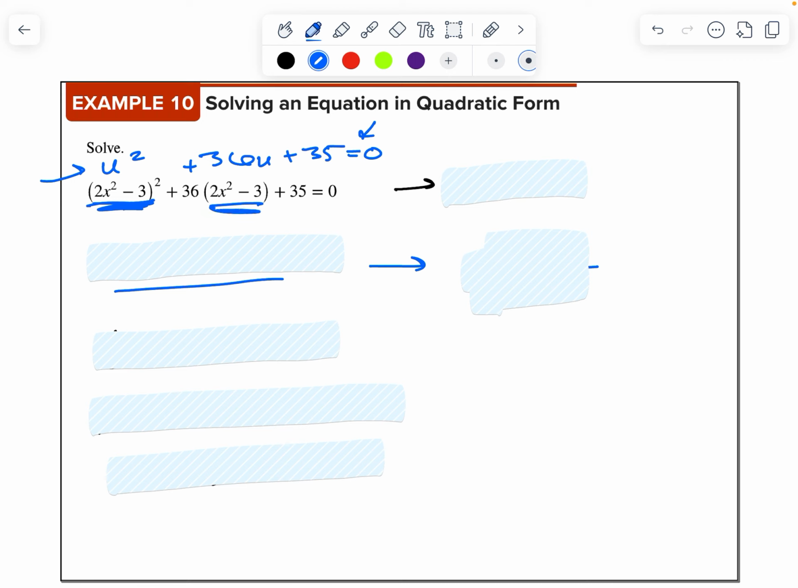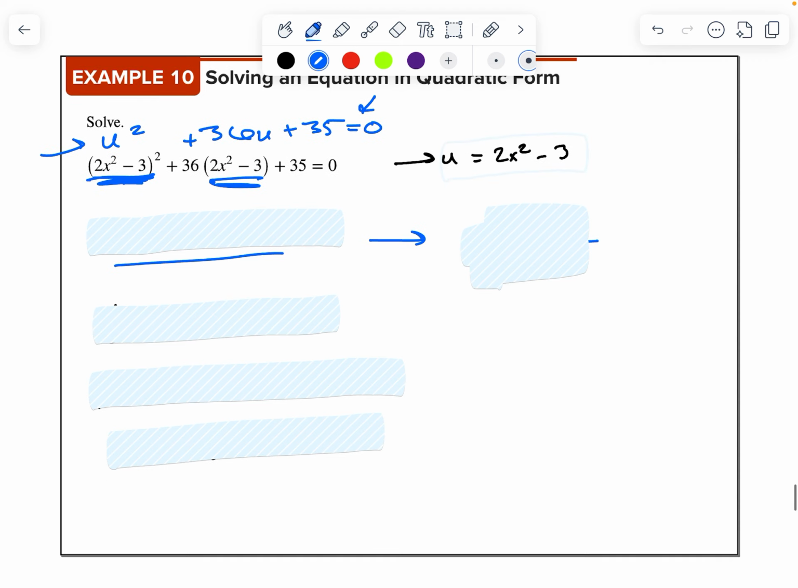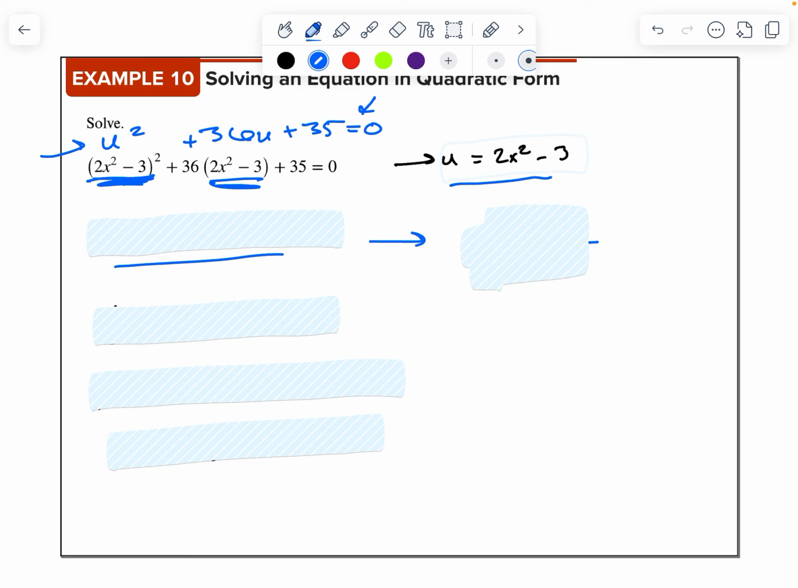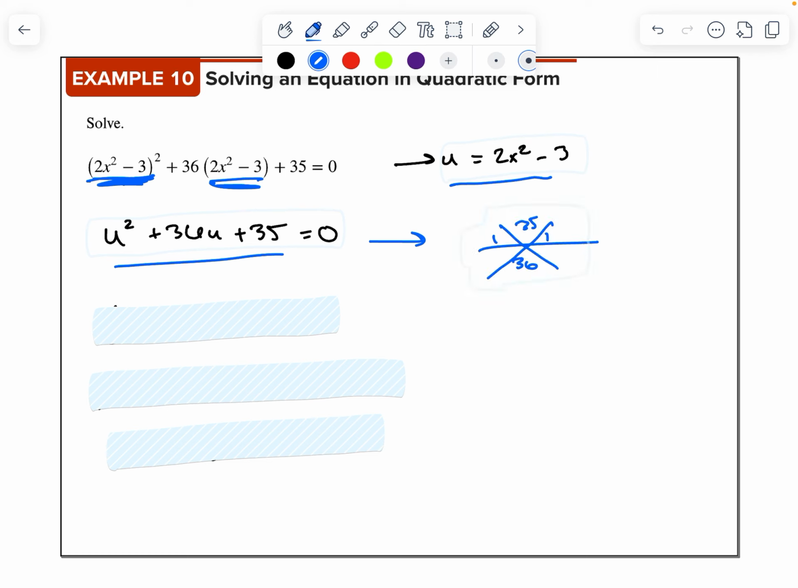This thing that I have underlined, we're going to call that u, okay? This method is called u substitution for a reason, because if we call that u, we can rewrite our equation to look like that. If you rewrite it to look like that, you could do star method. Multiplying to 35 and adding to 36 would be 35 and 1. So that would be u plus 35 and u plus 1.